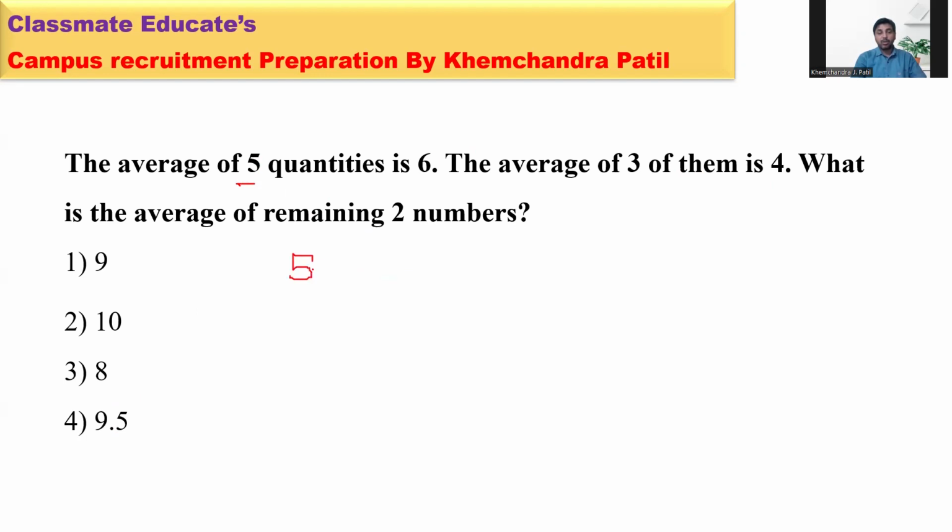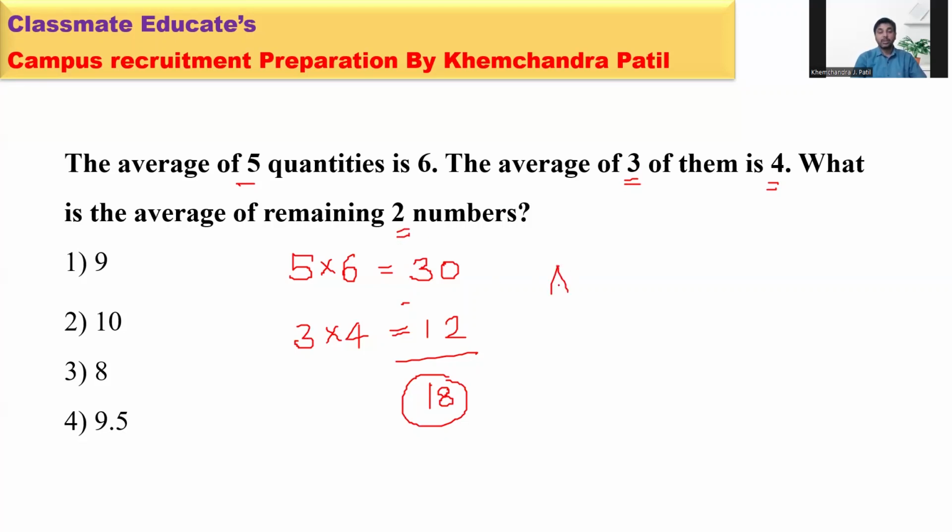It means that the total of five quantities is 5 multiplied by 6, that is 30. Now out of these 5, the average of the first 3 is given, and it is 4. So the total of these 3 is 3 multiplied by 4, that is 12. If you subtract 12 from 30, you are left with 18. Now 18 is the total of two numbers, and the average of those two numbers is the total divided by the number of numbers. So 18 divided by 2, that is 9. So 9 is the answer to this question.